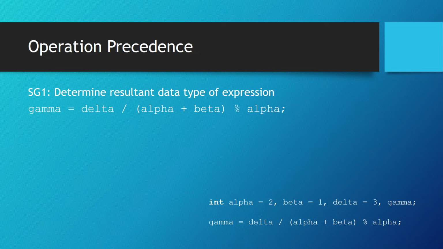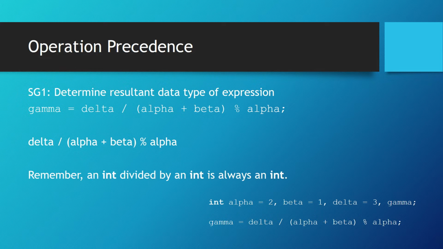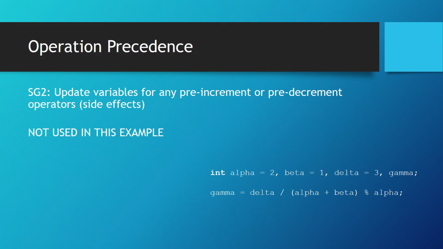Let's begin with subgoal 1. Determine the resultant data type of the expression. The expression is the right-hand side of the statement: delta divided by the quantity alpha plus beta mod alpha. All of these variables were declared as integers, so all of the operations will also result in integer values. Subgoal 2 is not used in this example.